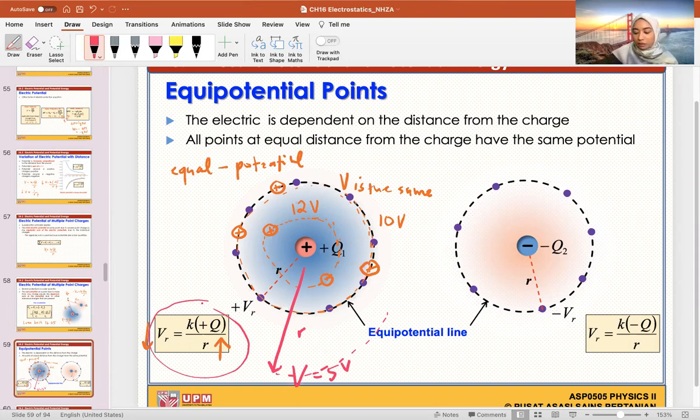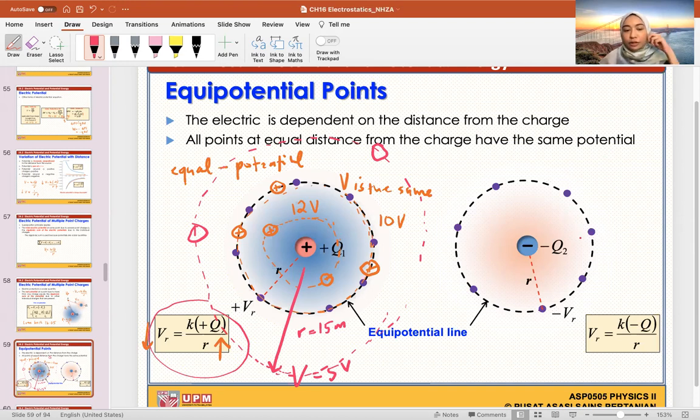Equipotential means around that radius, the potential is the same. Now, I said my test charge is placed at R equals 15 meter away from the source charge. So the radius of 15 meter from the source charge all have the same potential of 5 volt. Doesn't matter if I'm here, doesn't matter if I'm here. The voltage, the potential is the same. Equipotential, the potential is the same. What differentiates is the radius, right? Based on this equation. Okay.